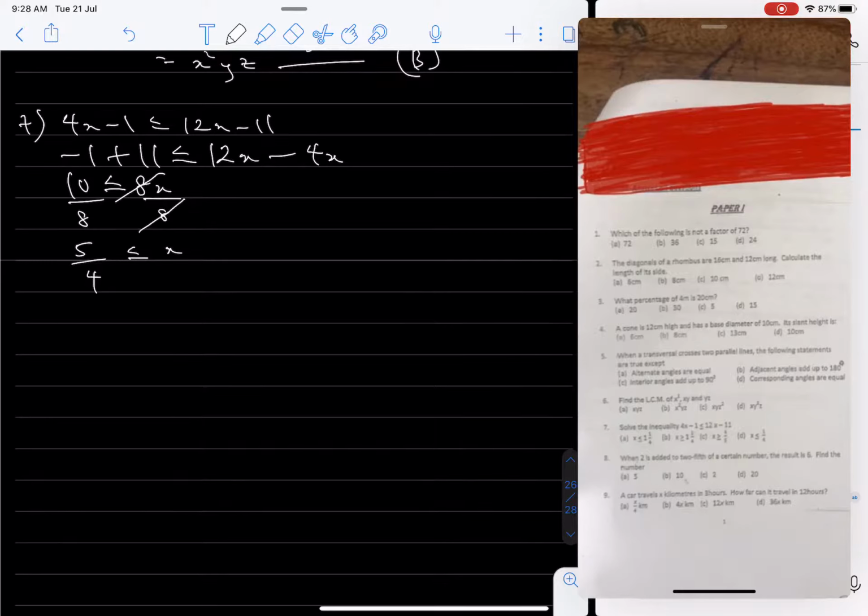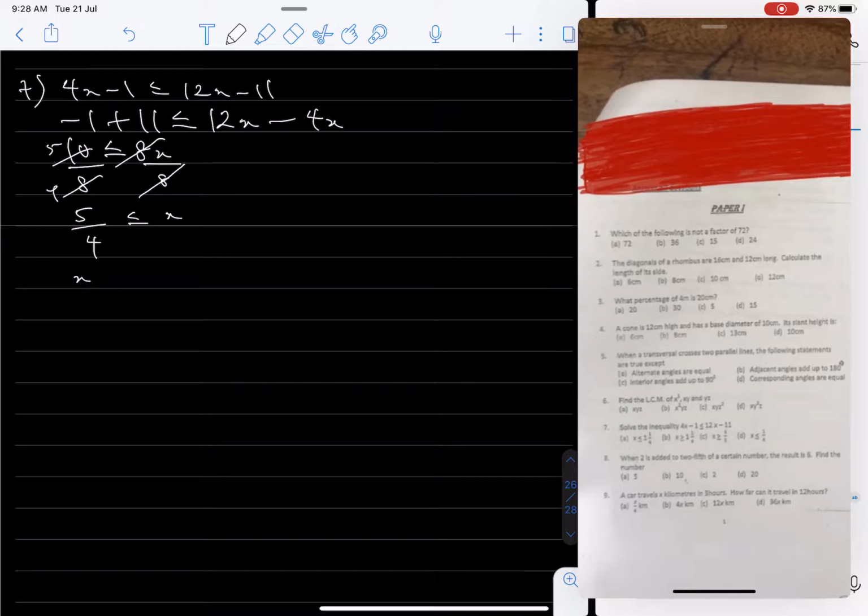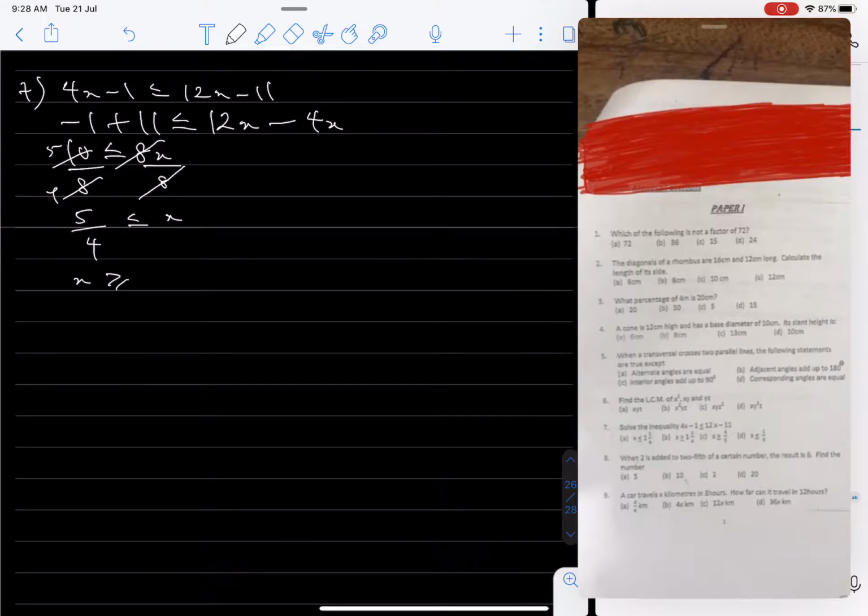Of course, 8 in 8 is 1. 2 here 4, 2 here 5. So if 5 over 4 is less than or equal to x, that simply means x is greater than or equal to 5 over 4. It's just like saying x is less than 2. That means 2 is greater than x. If I say 2 is greater than x, that means x is less than 2. So we can just write it simply that way.